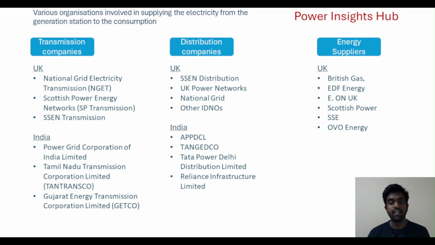These companies are all privatized now. On the other hand, India has government-owned companies, for example Power Grid Corporation of India, which is a central government-owned public sector company, and there are some regionally owned, state-owned companies also. For example, Tamil Nadu Transmission Corporation Limited is there, GETCO is there, and for each state, these kinds of companies are there.